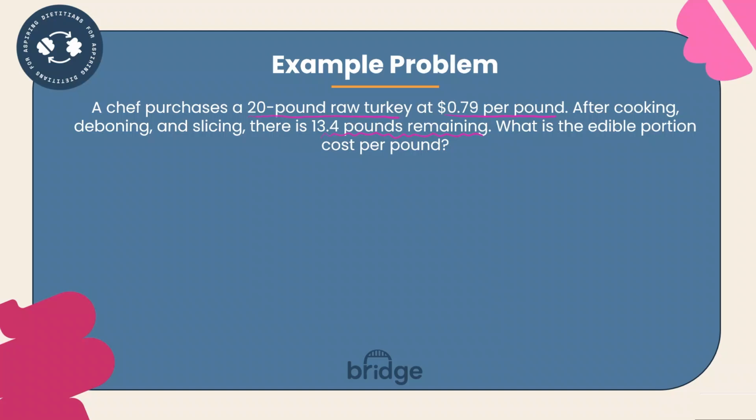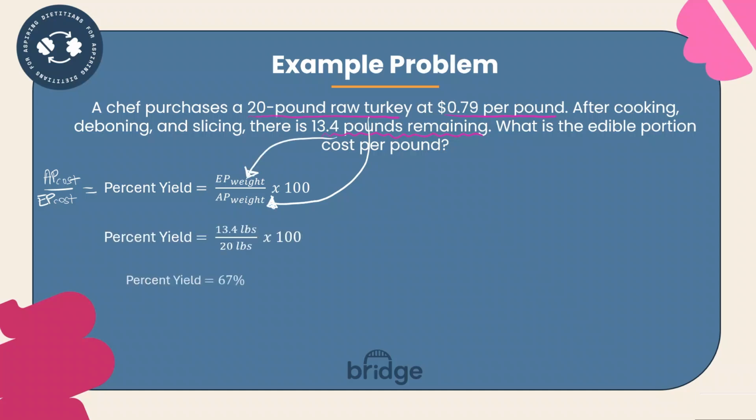Well, there's two equations to know here about percent yield. Percent yield is equal to the edible portion weight divided by the as-purchased weight, and we have both of these values. But also percent yield is equal to your as-purchased cost per pound divided by your edible portion cost per pound. This isn't so helpful right at the start of the problem, but we will need that equation as well. So just looking at this, at the store, we buy 20 pounds of raw turkey, and we only end up with 13.4 pounds. So we can solve for percent yield using our weights. We have a 67% yield.